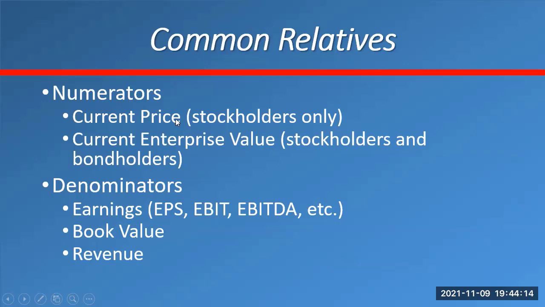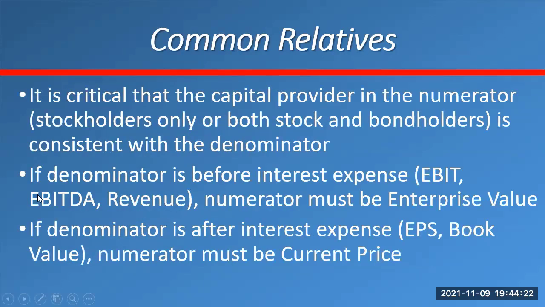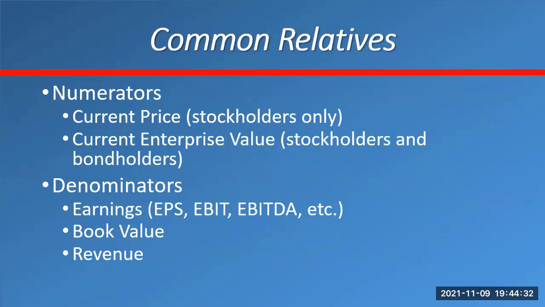What you got to know is when to use price and when to use enterprise value. I think it's pretty simple, but I've had students really struggle with it. So the key is the numerator and the denominator need to be matched based on how debt and stockholders are aligned. On earnings, some of these earnings are after interest expense, some of them are before interest expense.